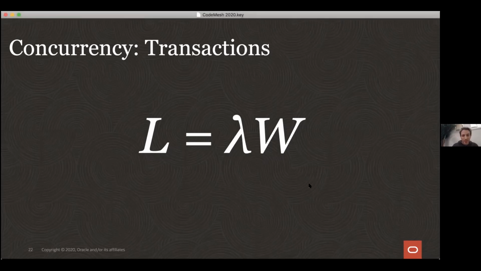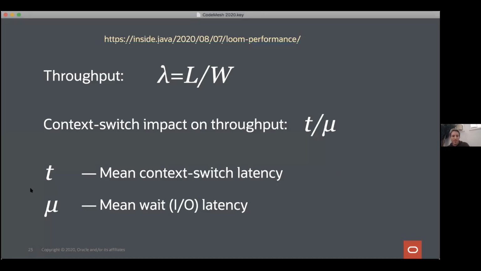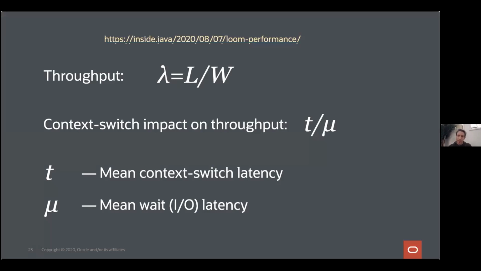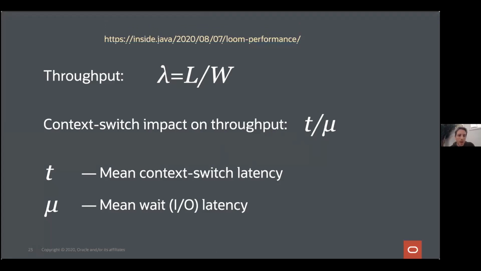So what about the impact of the cost of task switching? It turns out that if T is the average latency of a context switch, and mu is the average latency a thread waits blocked for some IO or a message from another process, then the impact of context switch on total throughput is T over mu. If you want to see the details of this calculation, look in the slides at this blog post. It shows you exactly how it's derived.